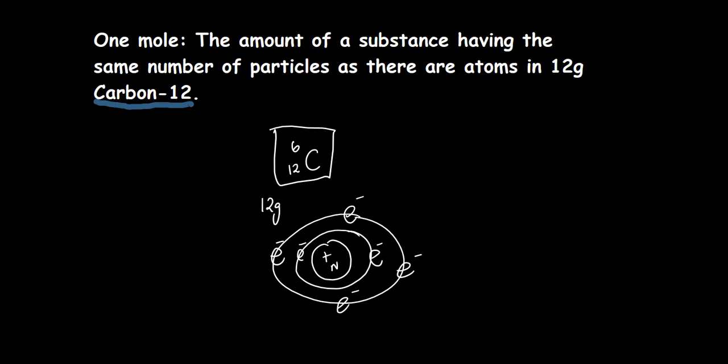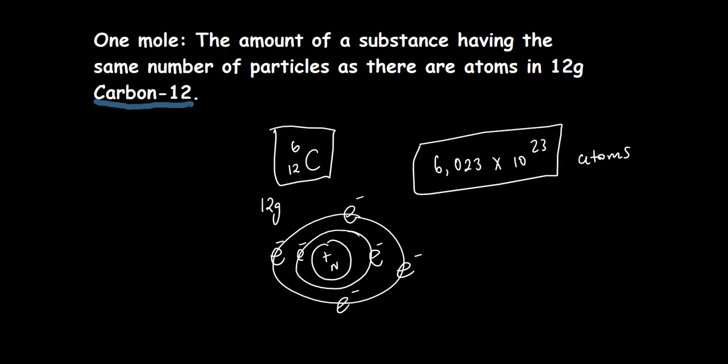In 12 gram of carbon 12, the number of atoms that are there, turns out that Avogadro found out that there are 6,023 times 10 to the power 23 atoms. That is the number of atoms in just a 12 gram of carbon 12. Then Avogadro decided to name this number. He gave it a name and he called it a mole, or specifically 1 mole.